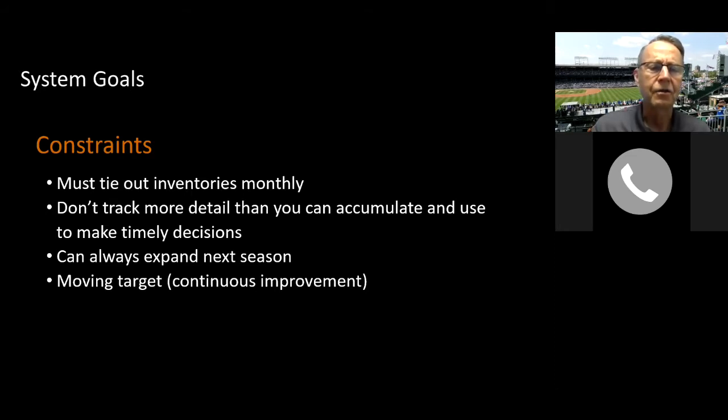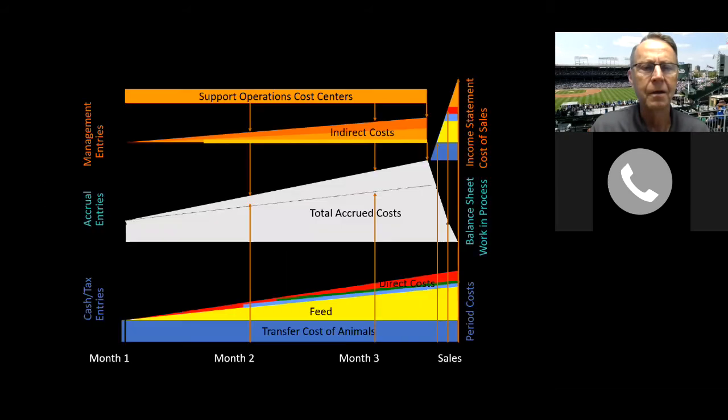Keep in mind that management accounting is a moving target. But you need to start with what's important today, and then as you discover opportunities, you can keep doing continuous improvement as the seasons go by. So how does this work? This schematic looks at 3 levels of entries. From the user standpoint, the user is making all the entries at the cash tax level.